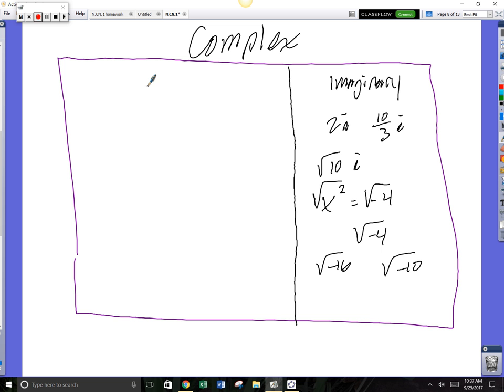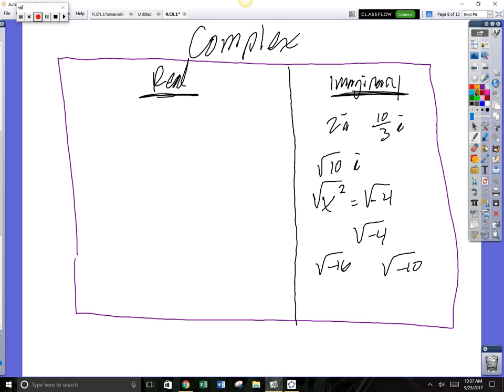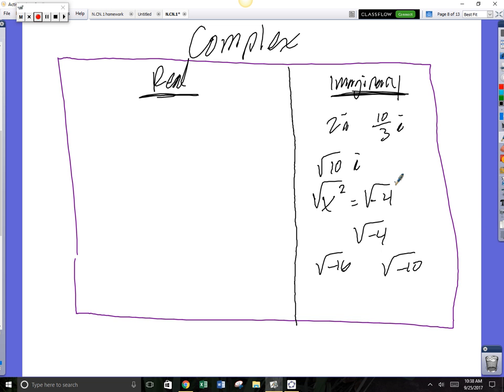Okay, the reals. Let's talk about the reals. The reals we're starting to get pretty good at. The reals, there's two types of reals. What are the two types of reals? Yes. Rational versus irrational. So if it's real, it's going to be one of the two groups. It's either going to be rational or it's going to be irrational.